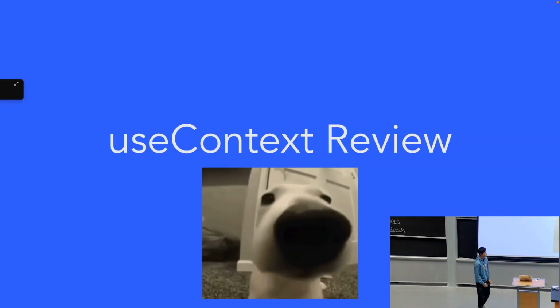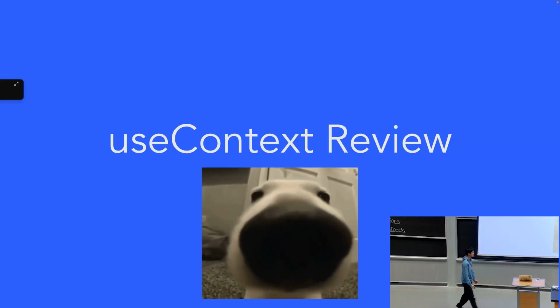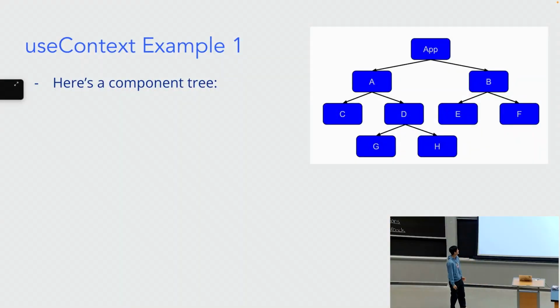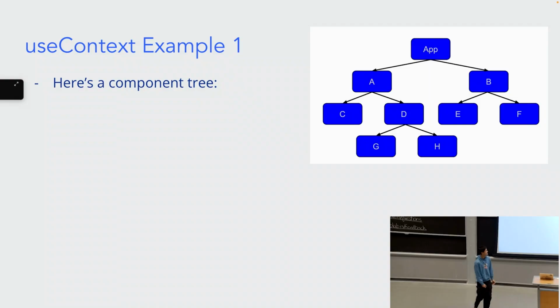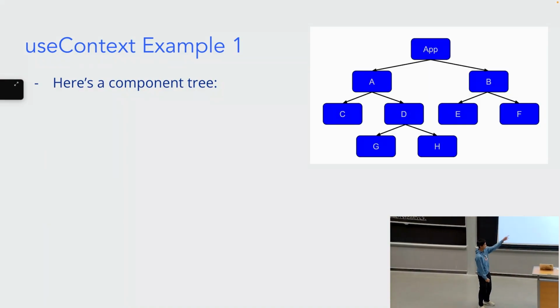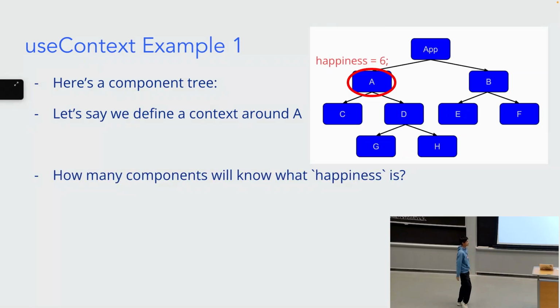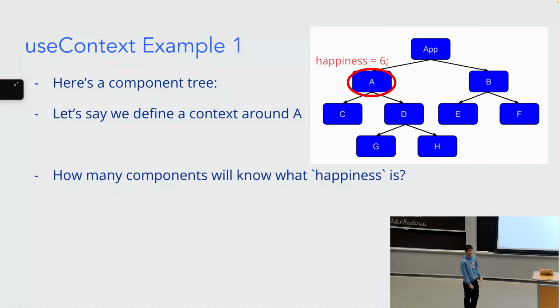Okay, cool. Moving on, we'll do a little bit of a review of how the component tree works and how useContext fits into there. Here's an example component tree with App as our top level. Let's say we define a context around A where we set our happiness to 6. So how many components will know what our happiness is?